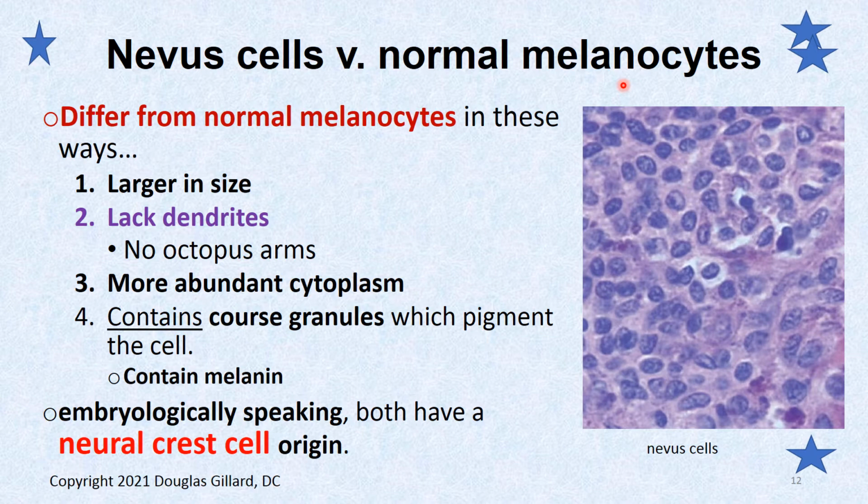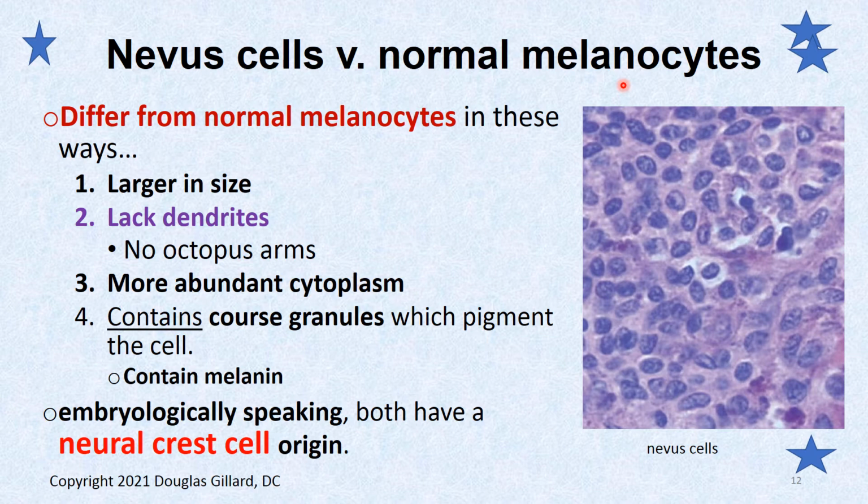Nevus cell versus melanocyte. What's the difference between a mature melanocyte and this mutated melanoblast, which we call a nevus cell? Well, they differ from normal melanocytes in these ways. So nevus cells are larger in size. They don't have the little octopus arms. They don't have dendrites, so they can't inject anything with melanin except themselves. They have melanin, but it stays inside themselves. That's why they're dark in color.